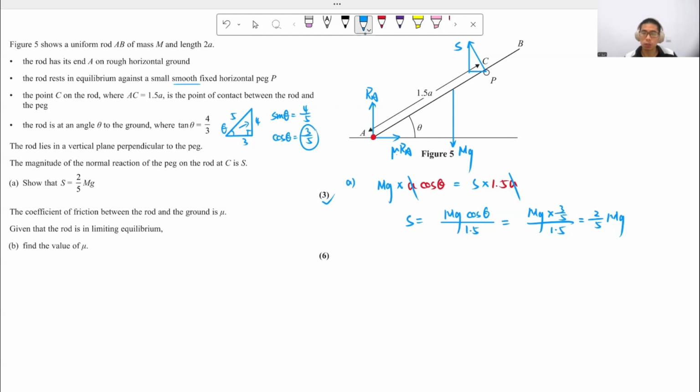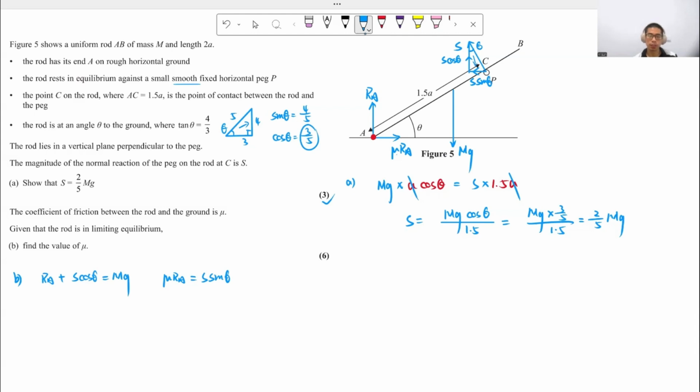So 1 vertical, 1 horizontal. This angle is theta, so this has to be S cos theta. And then that one is the opposite, so it has to be S sine theta. Same thing as always, up equals down, left equals right. So the forces going up are RA and also S cos theta, and the force going down is equal to mg. So that's our first equation. And then the second equation is just right equals left.